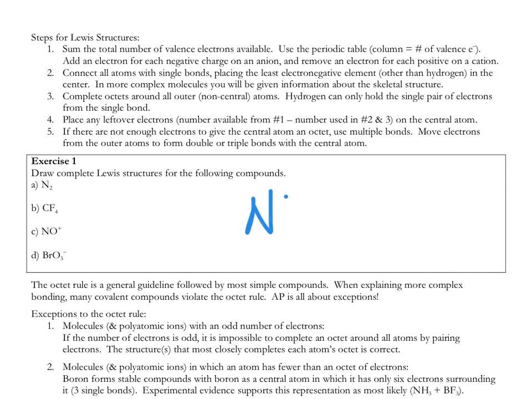I've got nitrogen. If I draw this with a triple bond and then the 2 dots here, I have used 1, 2, 3, 4, 5, 6, 7, 8, 9, 10 electrons. This nitrogen has 2, 4, 6, 8. This nitrogen has 2, 4, 6, 8. So I've used the 10 electrons.